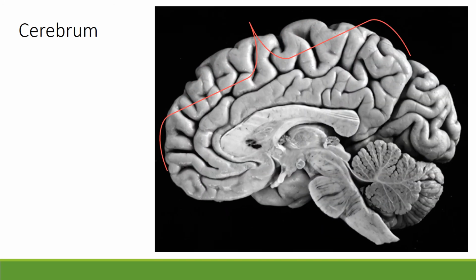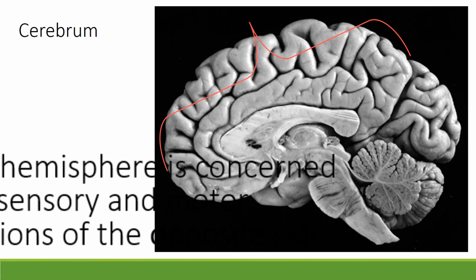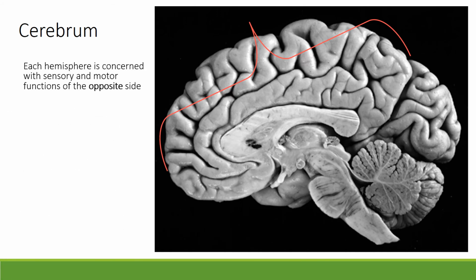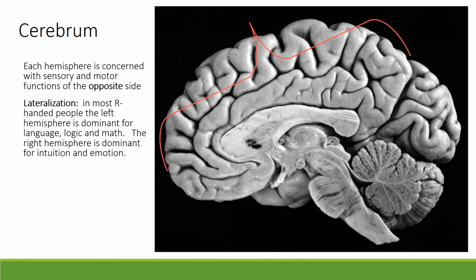The cerebrum is the largest structure in the brain. Each hemisphere of the cerebrum is concerned with sensory and motor functions of the opposite side of the body. And here's the result. The term for this is lateralization. In most right-handed people, the left hemisphere is dominant for language, logic, and math. The right hemisphere is dominant for intuition and emotion. The opposite is true in left-handed people. The cortex has important functional areas as well.